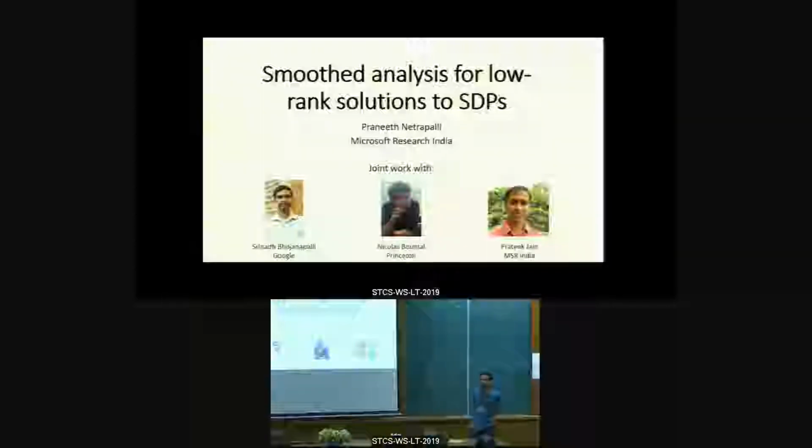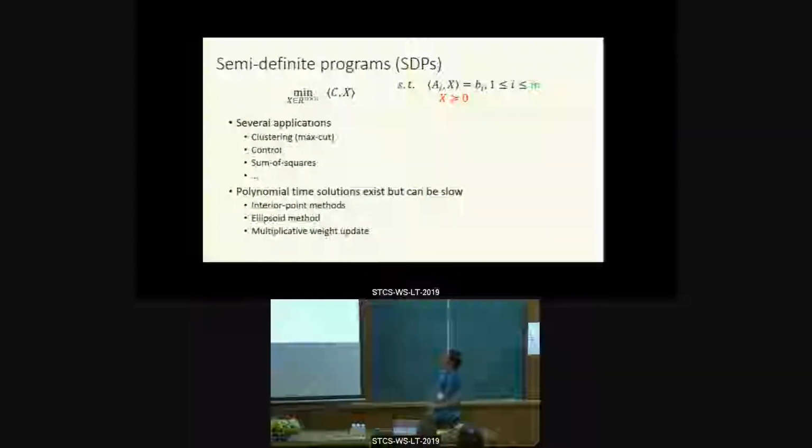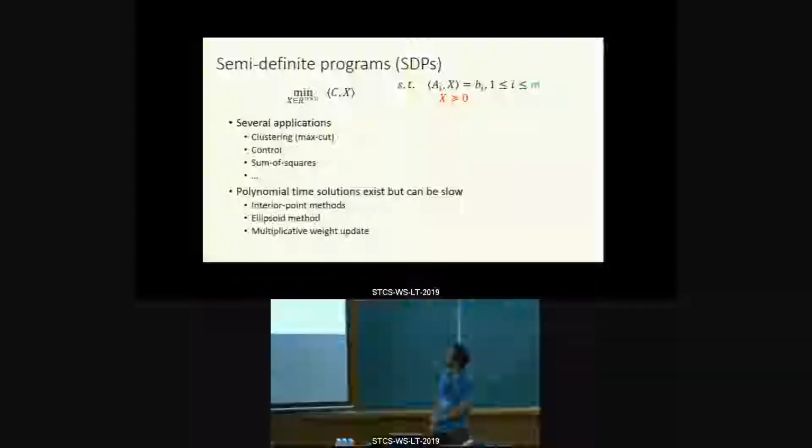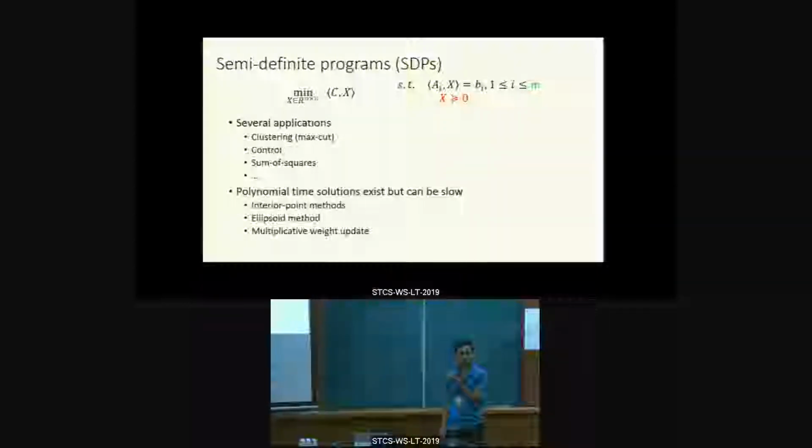Okay. So the subject of the talk is on solving semi-definite programs. What are semi-definite programs, or SDPs for short? They are optimization problems where we have an iterate X, which is an n cross n matrix, and we wish to minimize a linear form, the inner product of C comma X, subject to linear constraints A_i X equal to b_i, with the additional important constraint that X be a positive semi-definite matrix, meaning that X is a symmetric matrix and all the eigenvalues of X are non-negative. Okay.